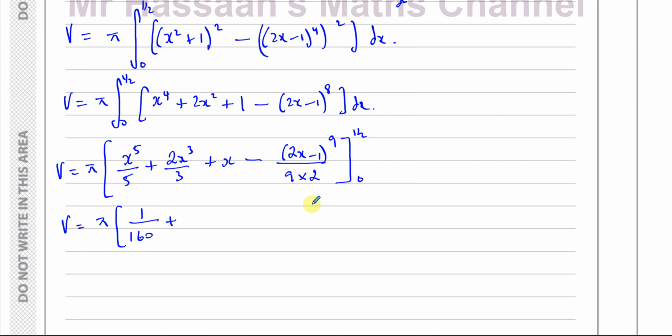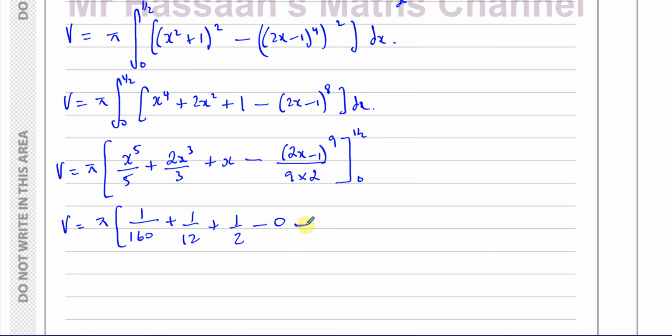Now 1 over 2 cubed is 1 over 8. So 2 times 1 over 8 is 1 over 4, divided by 3 is 1 over 12. Plus, just x is a half. Minus, now when I put a half into here, I'll have 2 times a half, which is 1, minus 1, which is 0. So this is going to become 0.